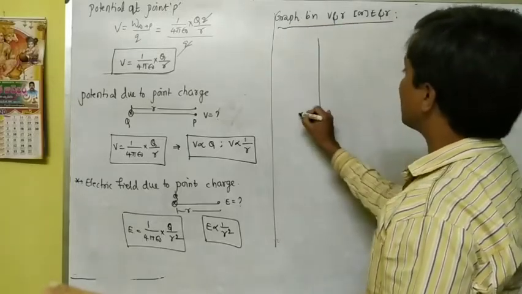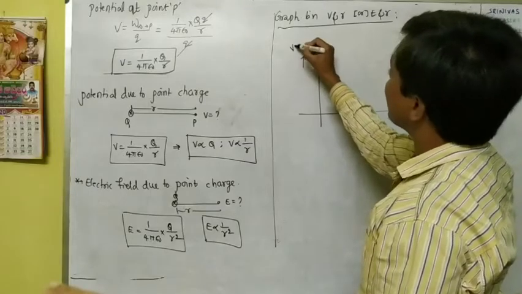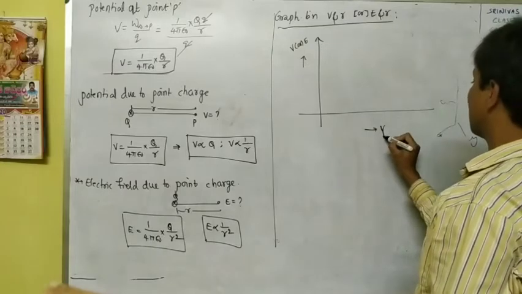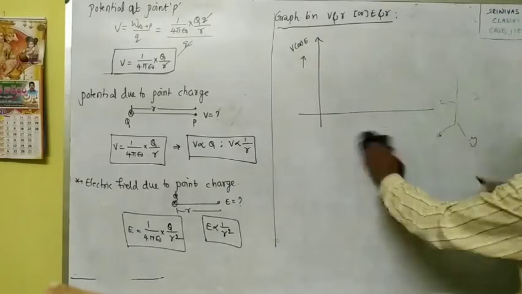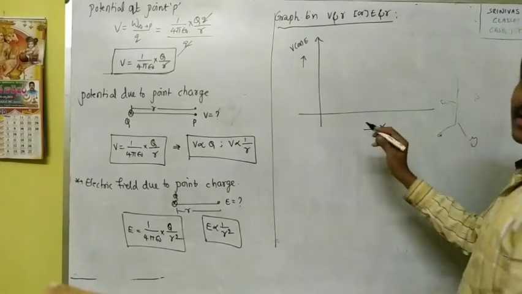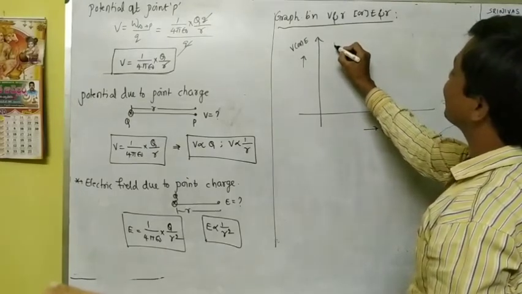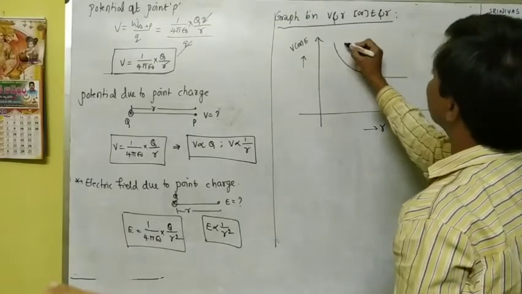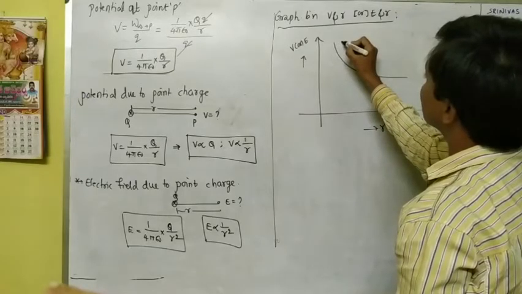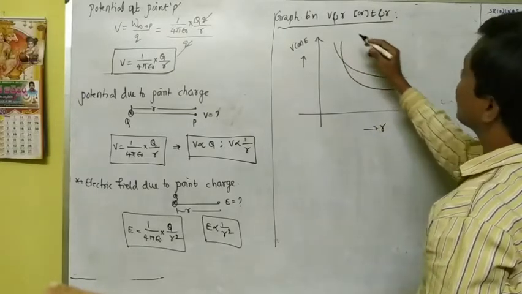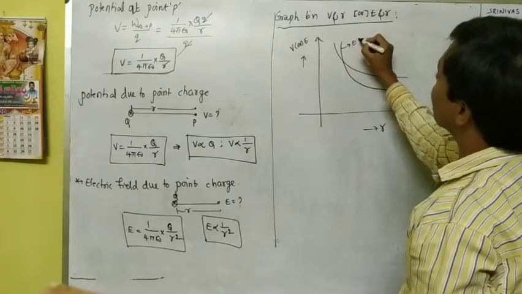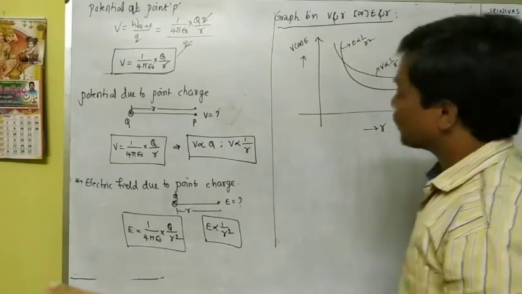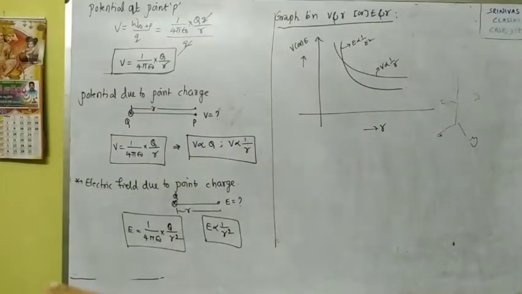If we take V or E on the Y axis and R on the X axis, then we will get a graph like this. One is like this, and one more is like this. This is the graph for E, and this is the graph for V.